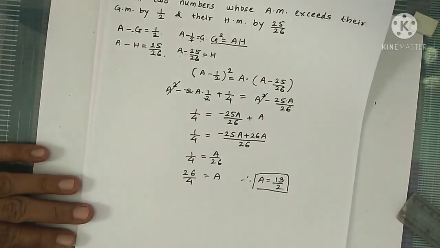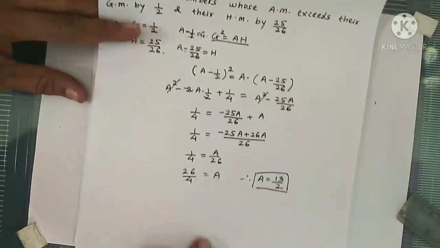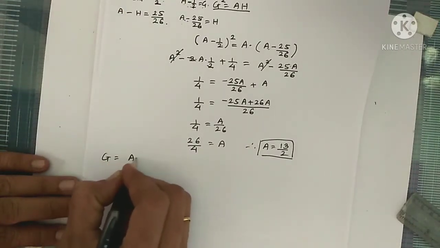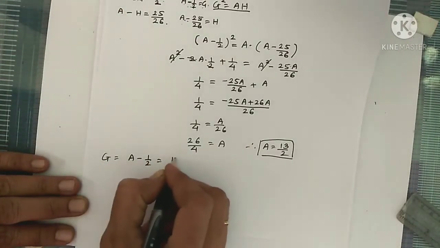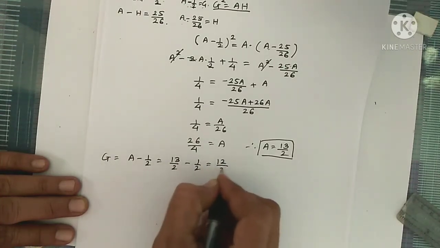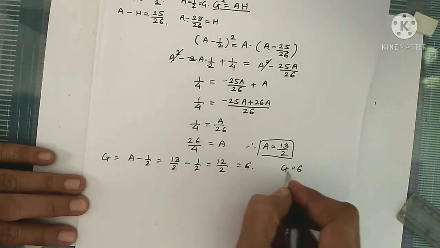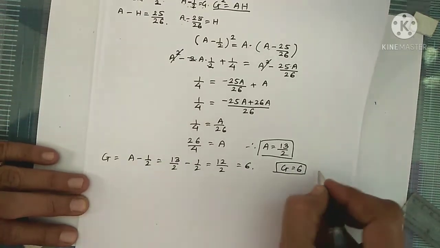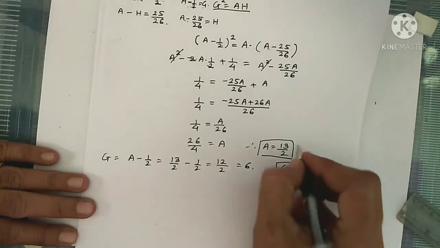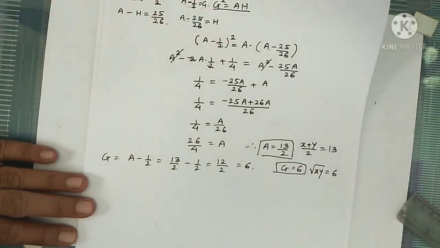Now let's find out value of G. Now by this equation G equal to A minus 1 by 2. That is 13 by 2 minus 1 by 2, 12 by 2 equal to 6. So we have G equal to 6. G means what? It is root xy. So root xy equal to 6. A means x plus y by 2 equal to 13 by 2.